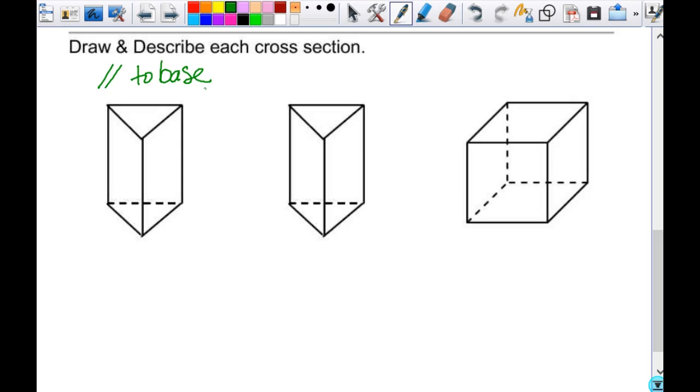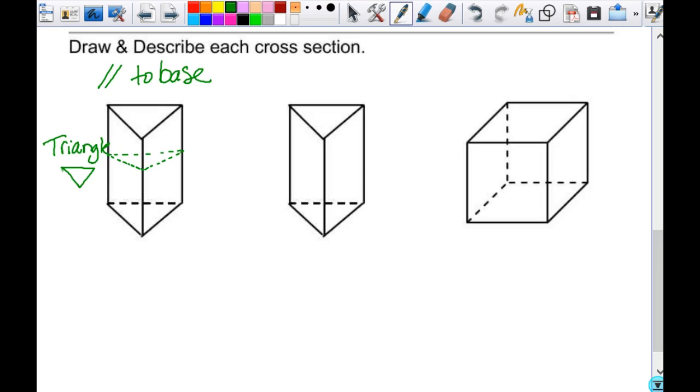So think about if you set your knife down right here, and it's going to have to go through and be parallel to the base, then it's going to come through and slice through this way, and then come out the back and look like that, and that is what you get, which is a triangle. Okay, does that make sense?